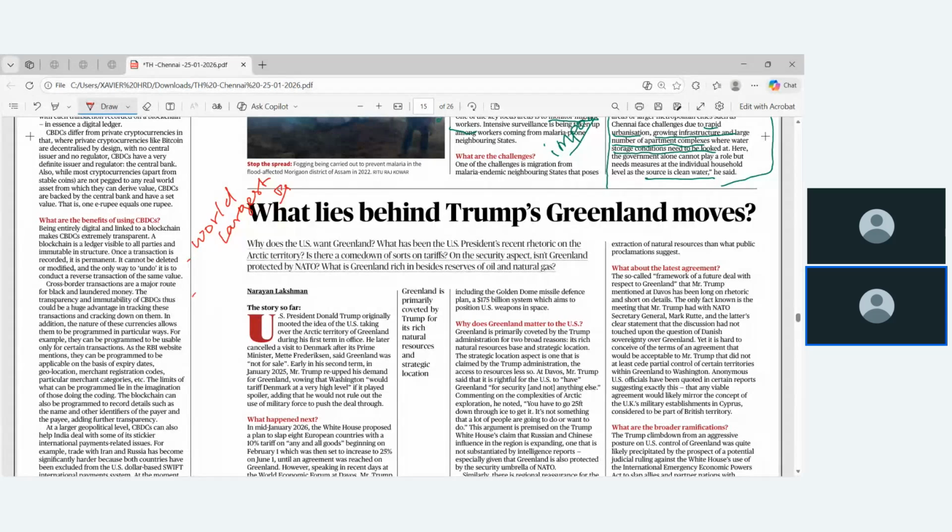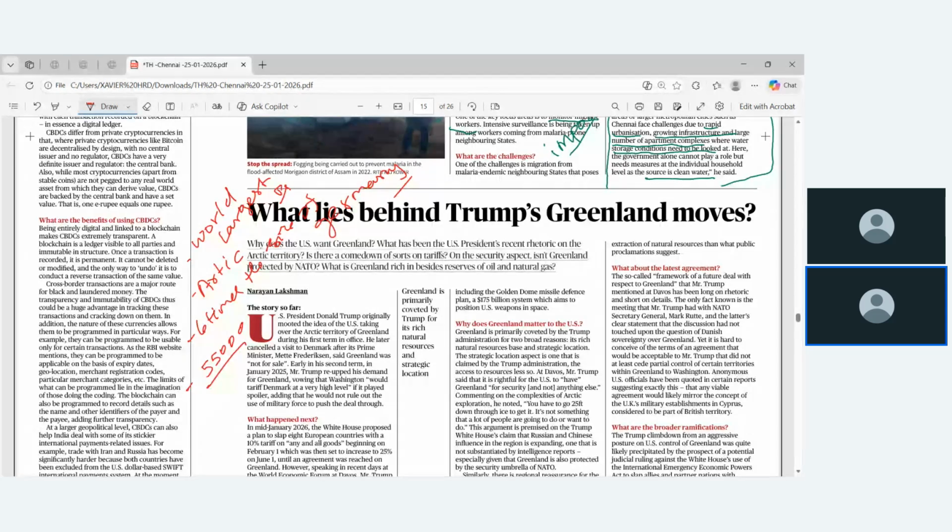Then it is located in the Arctic Circle. You can see in the map, Arctic Circle. If you look at the size of Greenland, it means six times the size of Germany. But if you look at the population, it's only around 55,000.